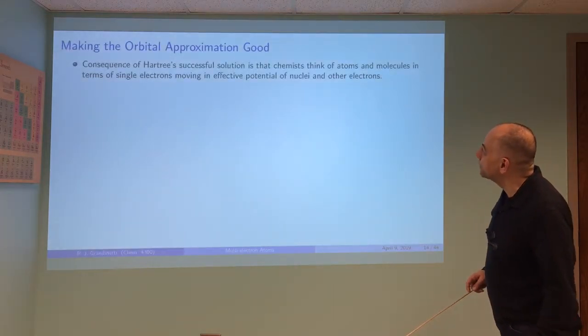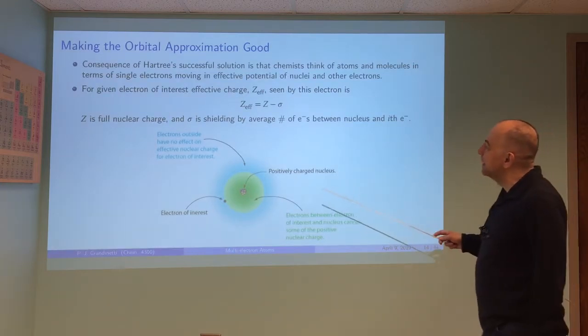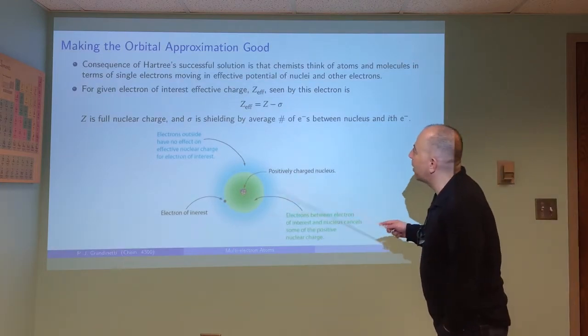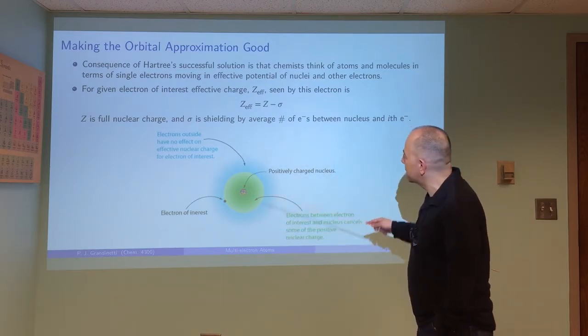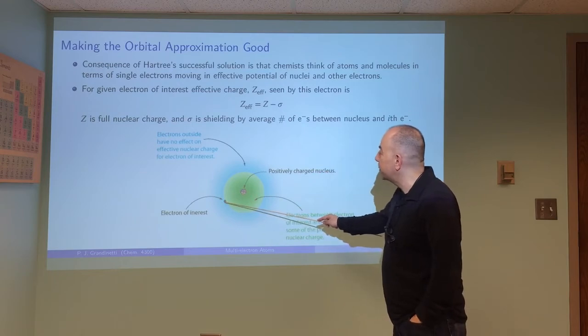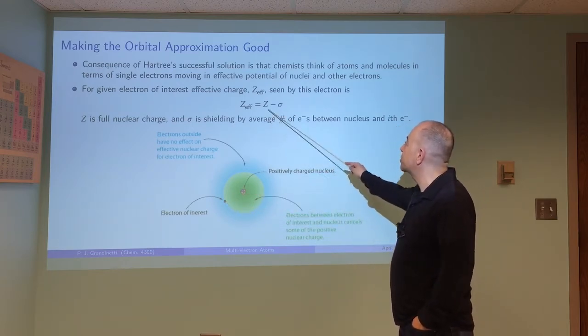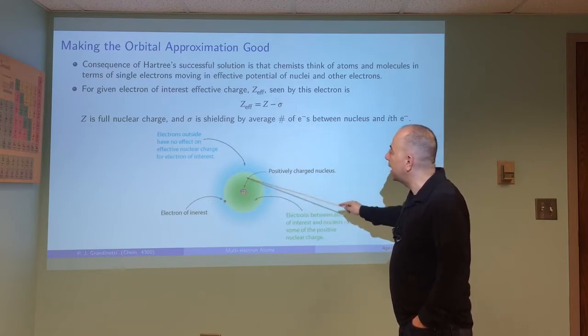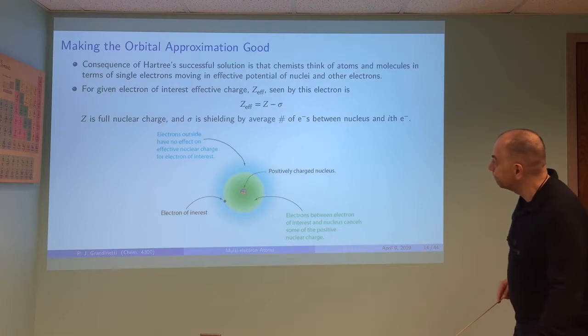Okay, so what's nice about this picture is that it allows us to confidently go forward with this idea, just like we showed in freshman chemistry textbooks, that the electron of interest is seeing an effective nuclear charge, which is screened or shielded by the electrons that are between it and the nucleus.